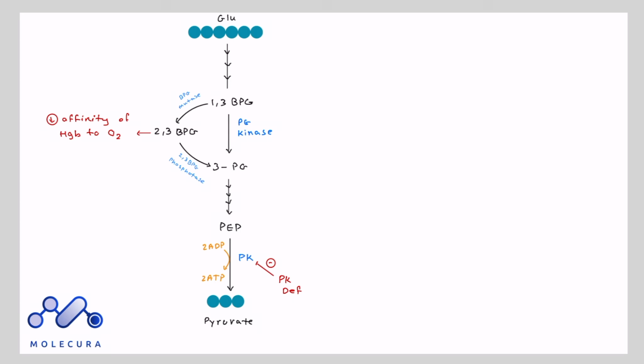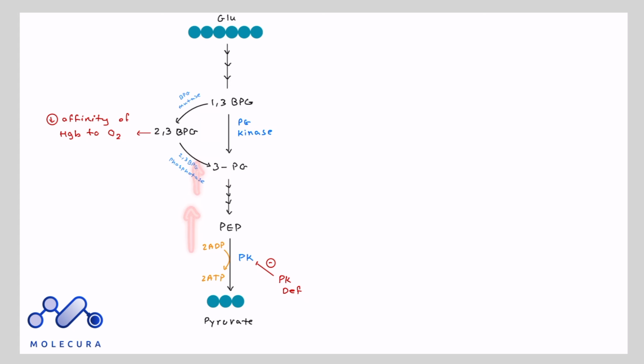Now, there is an important point: when this step is defective and it's not happening, these reactions are going to go backward, and we will end up shunting more 1,3-bisphosphoglycerate into 2,3-bisphosphoglycerate. So even though this condition is a hemolytic condition and the patients are undergoing hemolysis or having anemia, they have a good exercise tolerance. Why? Because this is going back.